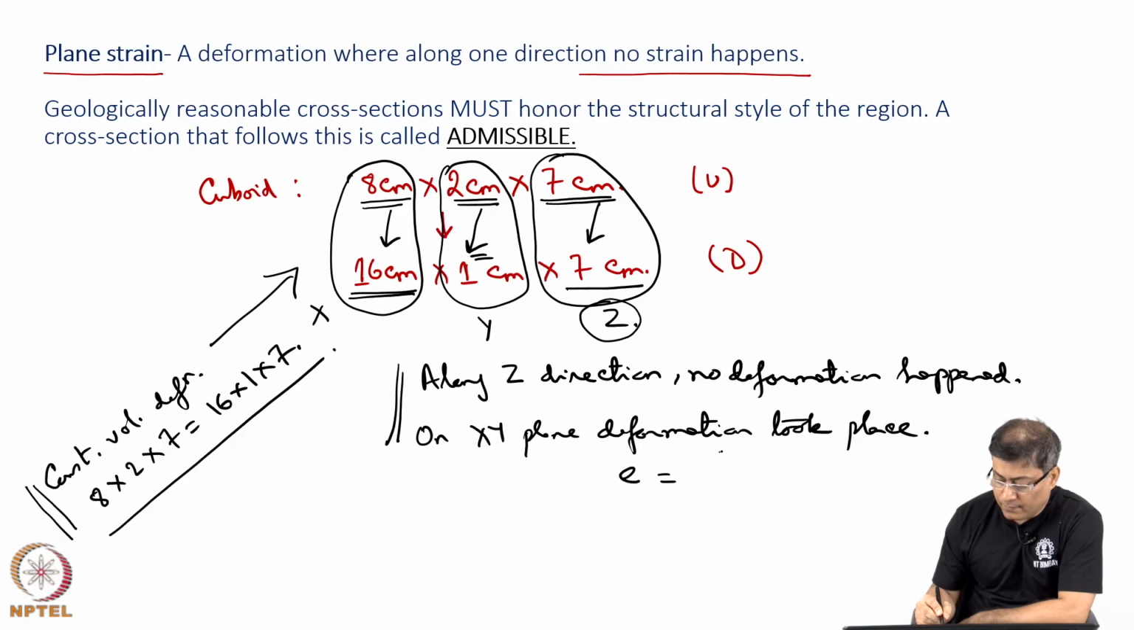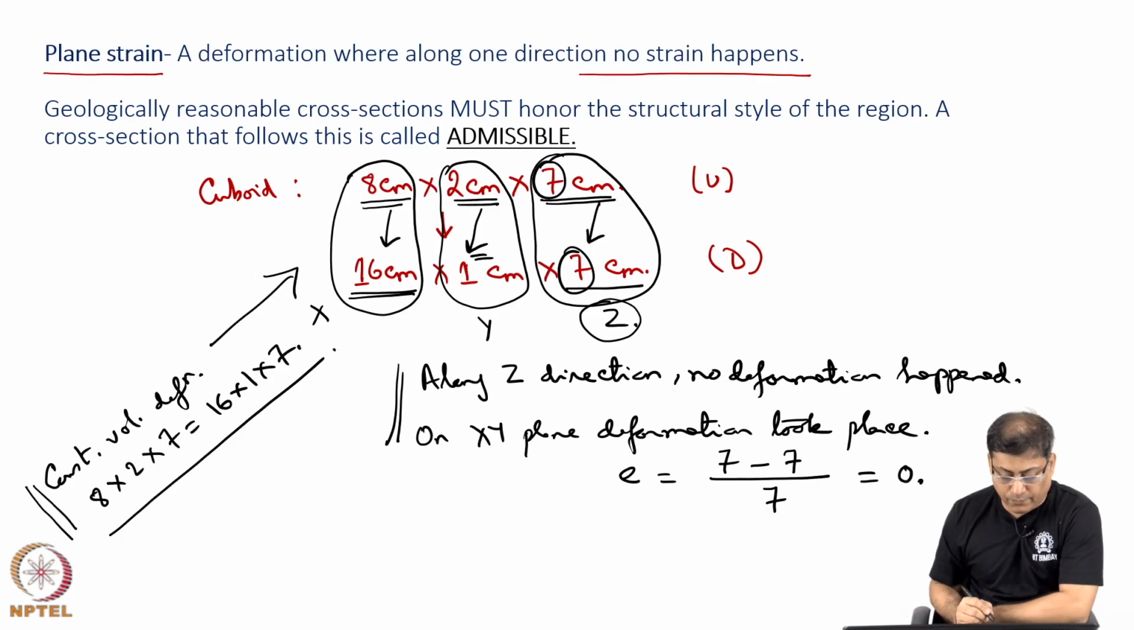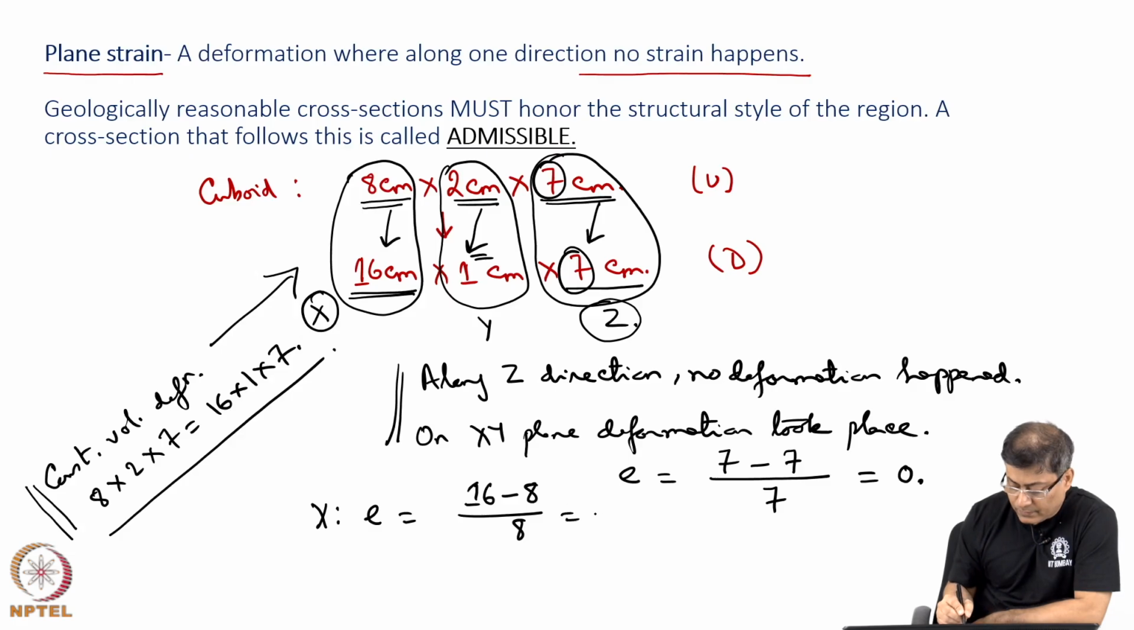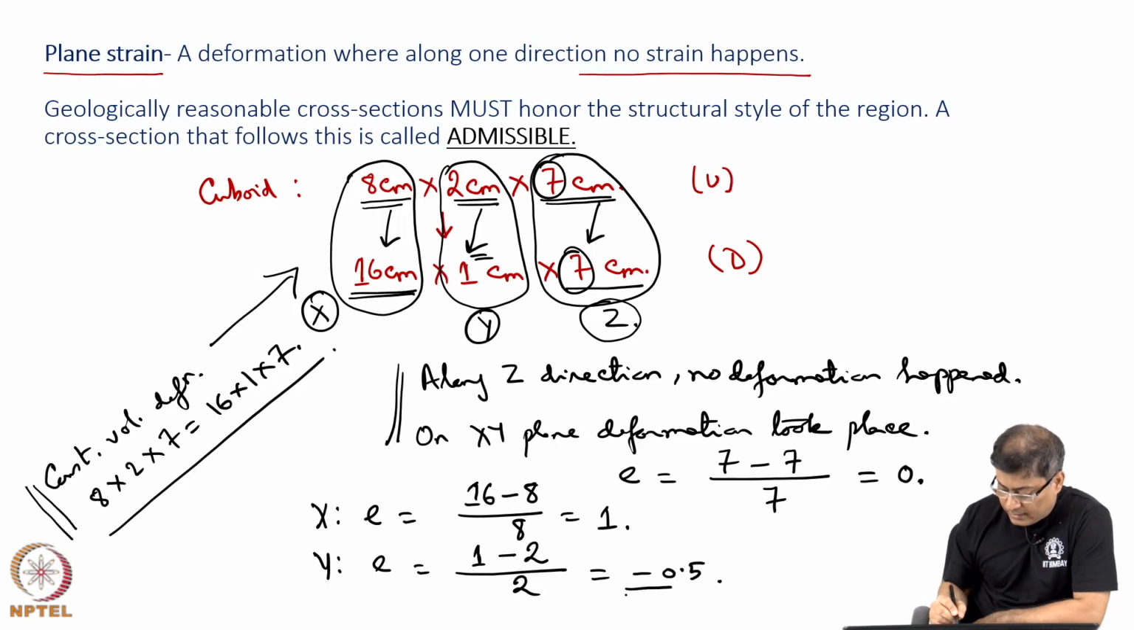Elongation is equal to the final length 7 centimeter minus the initial length 7 centimeter divided by the initial length 7, which is equal to 0. But along the x axis there has been an increment in the length. So, along the x axis elongation is final length minus initial length divided by initial length, which in this case is 1, and along the y axis the final length 1 centimeter minus initial length divided by the initial length is minus 0.5. A negative elongation means essentially a shortening.